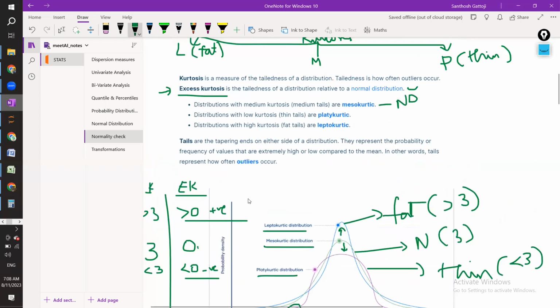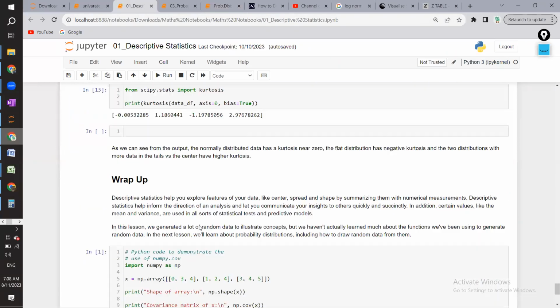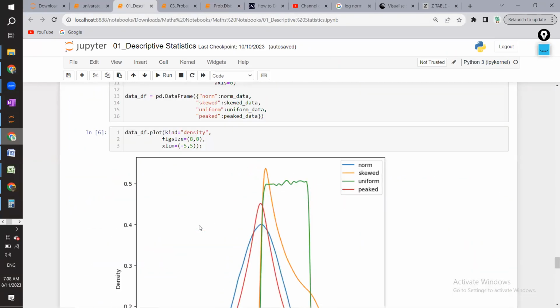Is the theory clear, guys? Let me know. Okay, so I hope you are good with the theory. Fine. I'll show you some examples. Don't worry, so that you can understand.